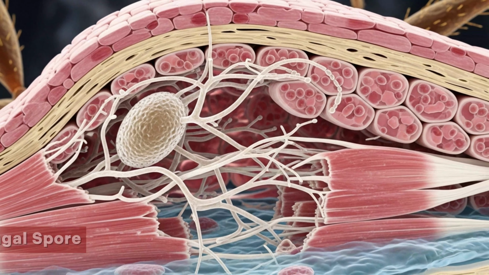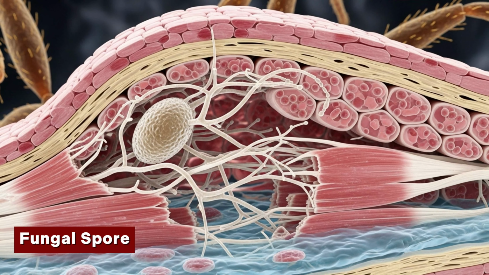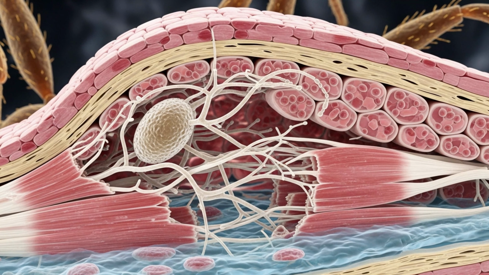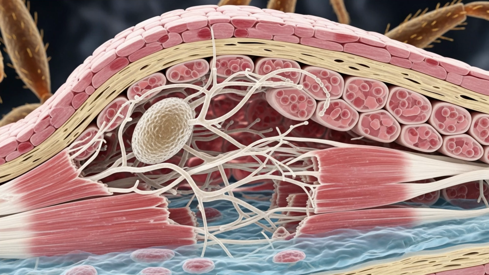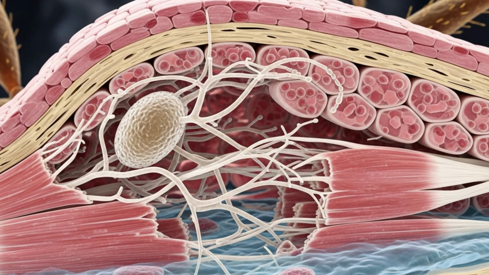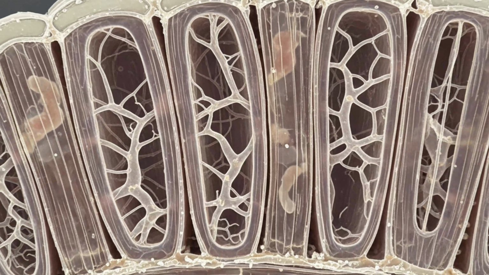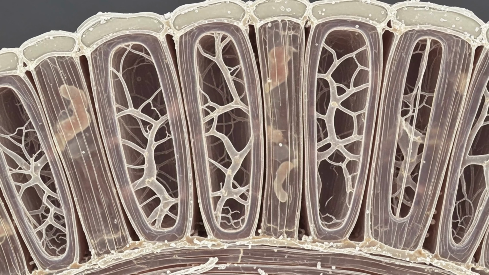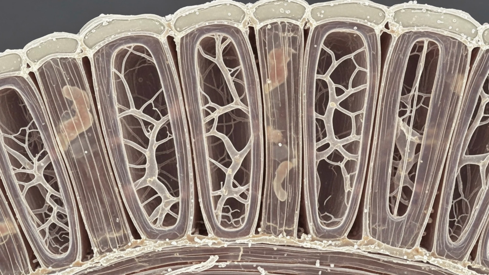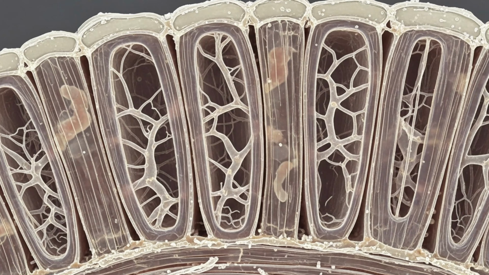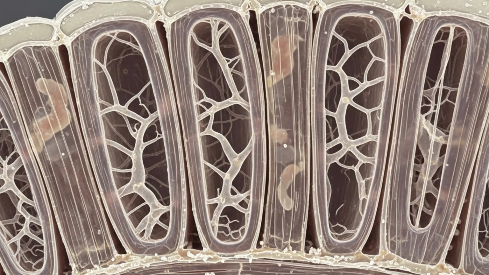It all starts when a fungal spore lands on an unsuspecting ant's body. The spore pierces the exoskeleton and begins to grow inside, slowly spreading through the ant's muscles and organs. But instead of killing it right away, the fungus keeps the host alive, controlling it like a puppet.